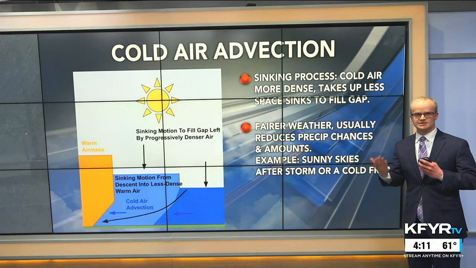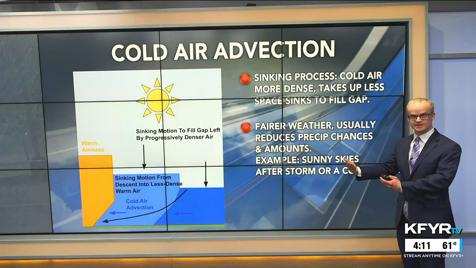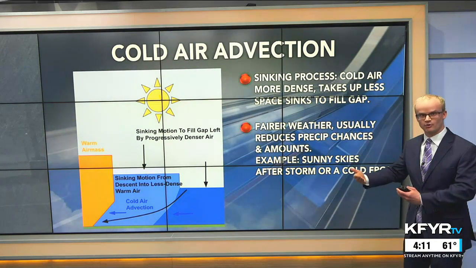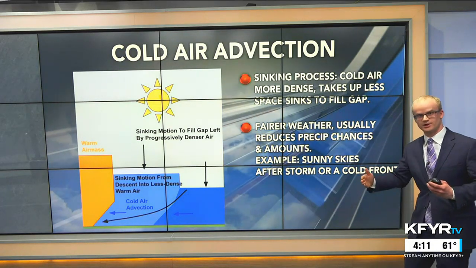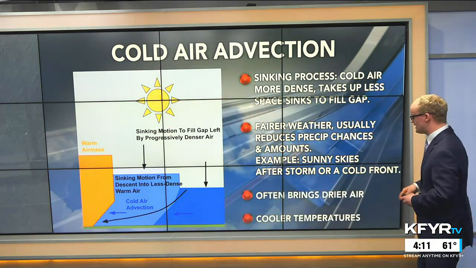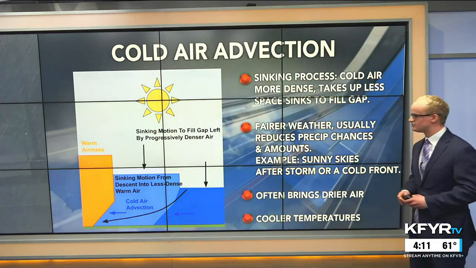So if you see sunny skies after a storm system that's leaving, or sunny skies after a cold front that has just passed through, it's usually a lot colder in that area. With that cold air advection, it's usually also pretty sunny. And this also brings drier air and those colder temperatures.